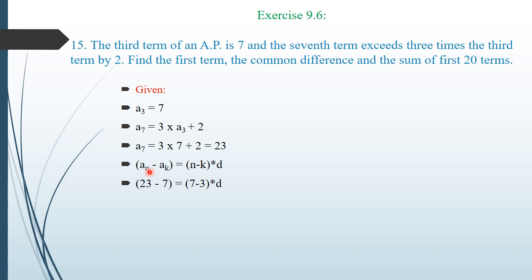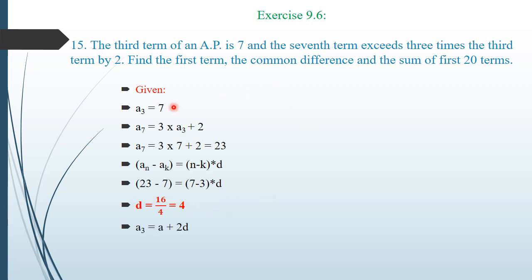Whatever subscript we have here for this bigger term, that is 7, I'll put here, and k, that is 3, I'll substitute here. And d I'll keep as it is because I need to calculate this common difference d. Therefore, I'll get the answer as 23 minus 7 is 16, divided by 7 minus 3 is 4. That will give me d, that is nothing but 4.